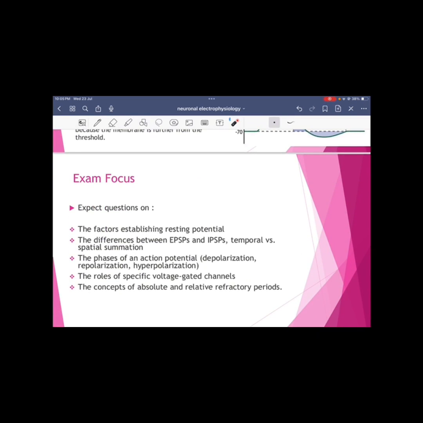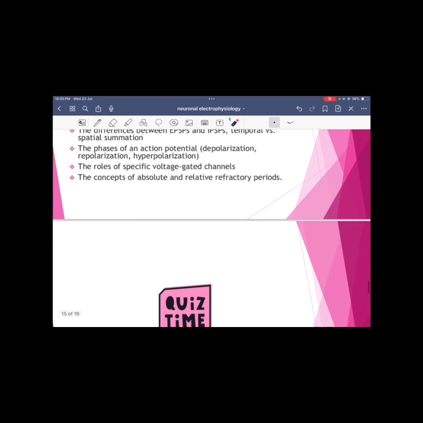We've come to the end of our lecture. You can expect questions on the factors establishing resting potentials, the difference between the excitatory and the inhibitory postsynaptic potentials, the phases of action potentials, the role of specific voltage-gated channels, and the concepts of absolute and relative refractory periods.